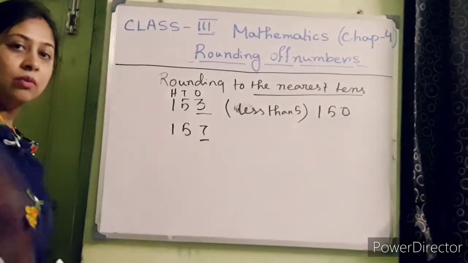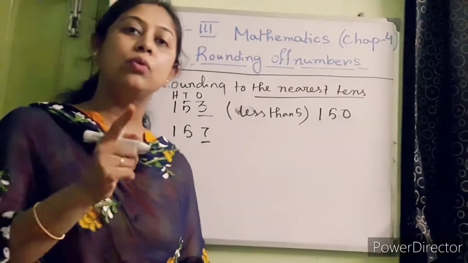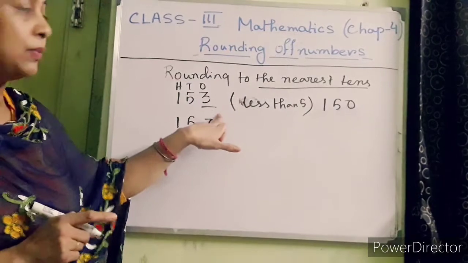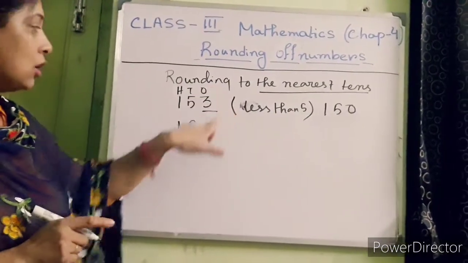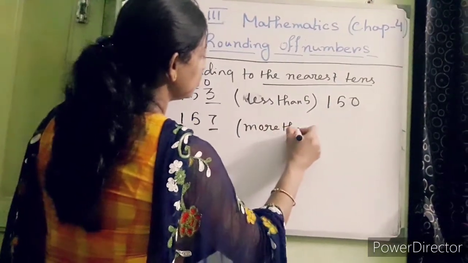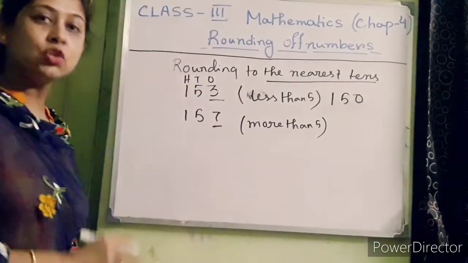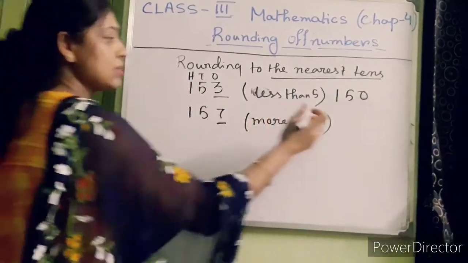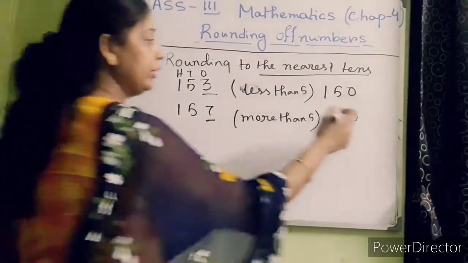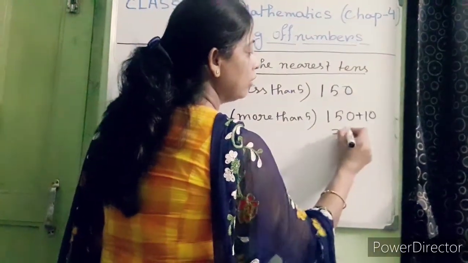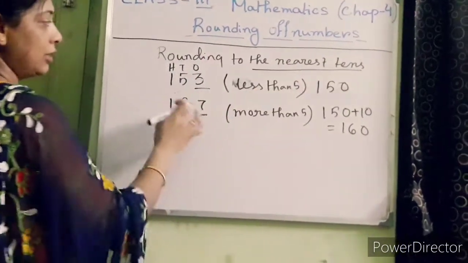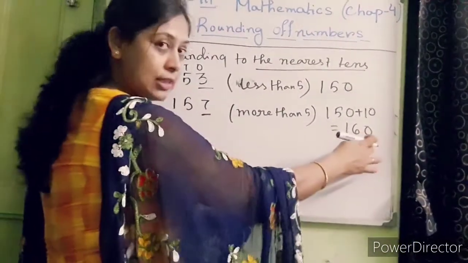Suppose another number is 157. You have to observe which digit is present in the unit place. Here 7 is present in the one place, so it is more than 5. So first you put 0 in the one place, 150. After that you add 10 to this number and you get 160. So rounding 157 to the nearest 10 is 160.